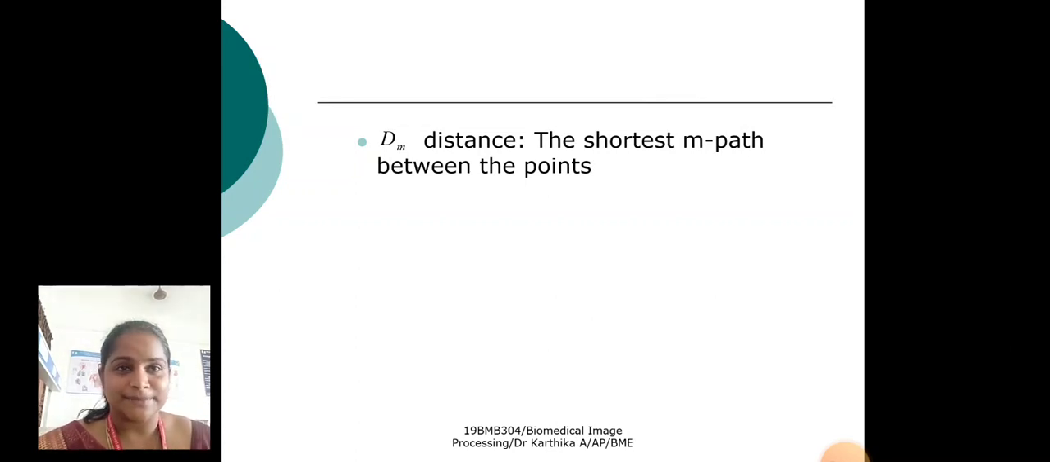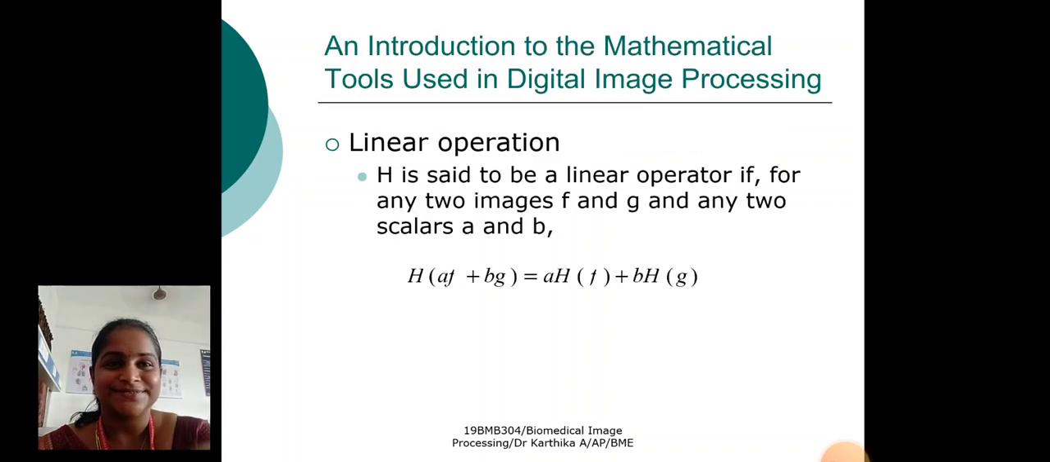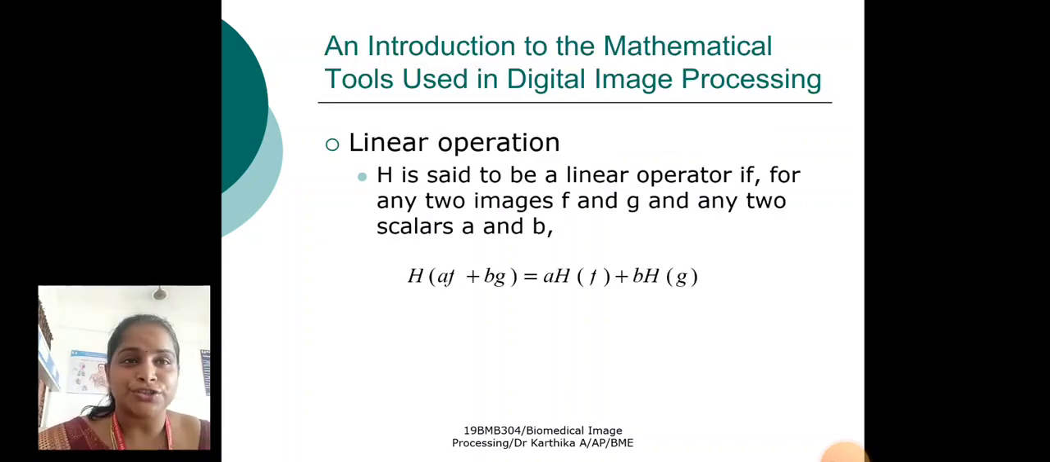And we have a DM distance, the shortest path between the points. And here this slide shows an introduction to mathematical tools which are used in digital image processing. Here we have a linear operation.